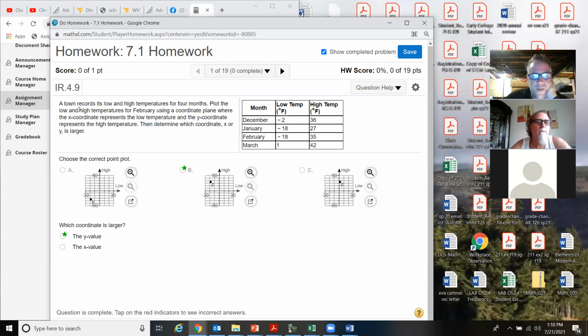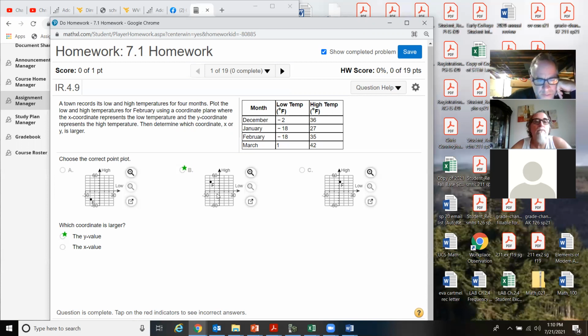In this particular problem, it says the town records its low and high temperatures for 4 months. Plot the low and high temperatures for February using a coordinate plane where the X coordinate represents the low temperature and the Y coordinate represents the high temperature. Then determine which coordinate, X or Y, is larger. Okay. Now, we can see that this one's picked right here, and we got a point plotted right there. So we want the X coordinate to represent the low.